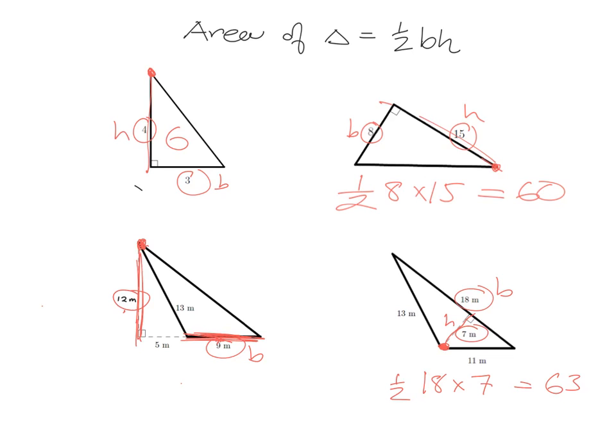We know that this is 12 meters above where the base is, and so our area will be half 9 times 12, and half of 12 is 6, so 6 times 9 is 54, so our area here is 54. So just a slightly unusual case where your height just sits outside the triangle, but it's fine. Height is just how high is this corner above the base.